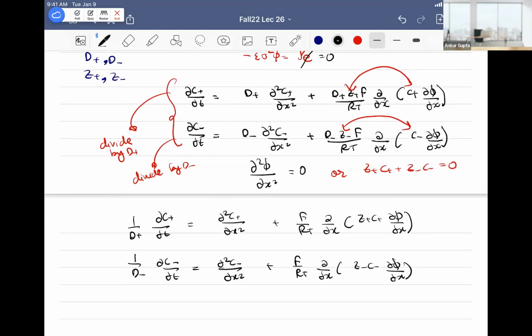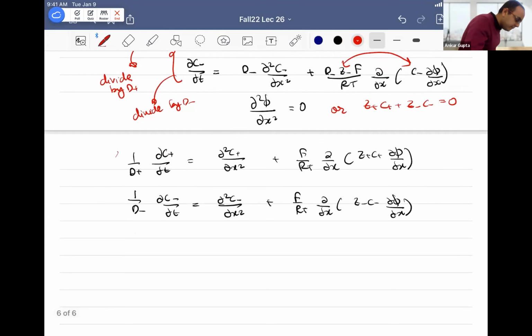Any questions here? First, this step. Any questions? All good. I just divided the equation by D+, and I've divided the other equation by D−, and I've just left them like that. Okay. Does everybody agree with this? Any confusion or questions here? All good? Okay. So now what should I do?